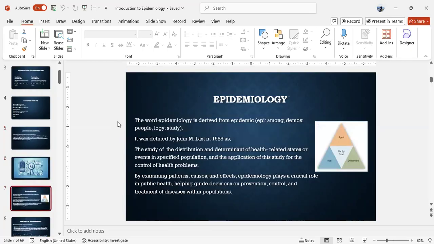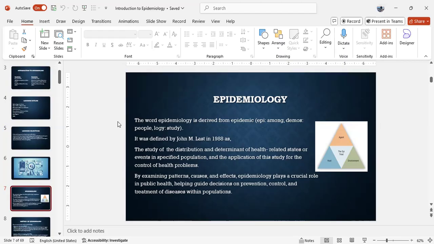First of all, epidemiology. The word epidemiology is derived from epidemic: epi, among; demos, people; and logy, study. It was defined by John M. Last in 1988 as the study of the distribution and determinants of health-related states or events in specified populations, and the application of this study for the control of health problems.